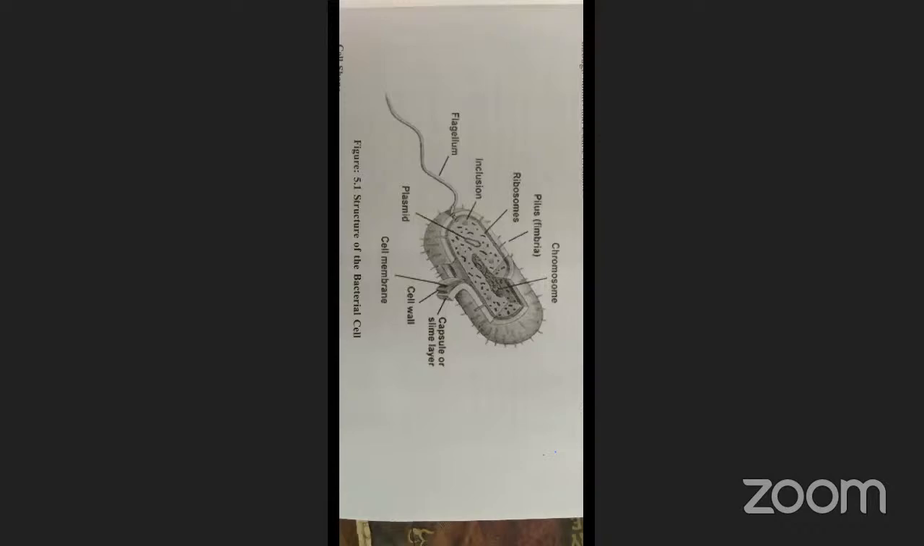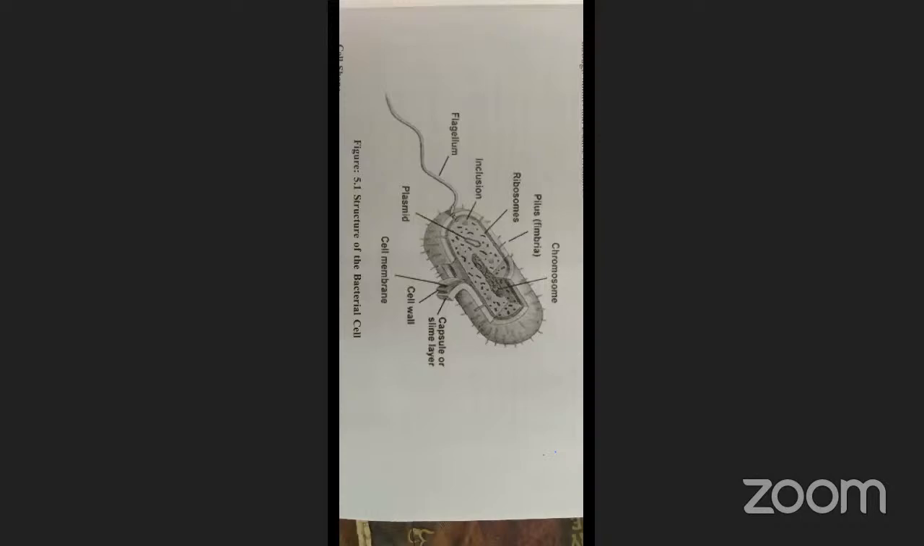If a cluster of flagella is attached at a single spot, that one is lophotrichous. A group of flagella attached at any side of the bacteria, that one we call lophotrichous. If the flagella are distributed over the entire surface of the bacteria, that is peritrichous. We call that the peritrichous bacteria.